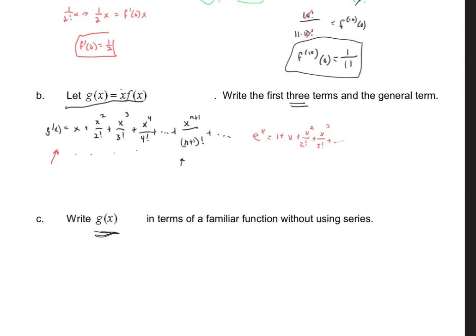So our function g of x is the same as e to the x, except it doesn't have that 1. And so we can then say g of x is e to the x minus 1. See how that works? Okay, and that takes us to the end of this one.